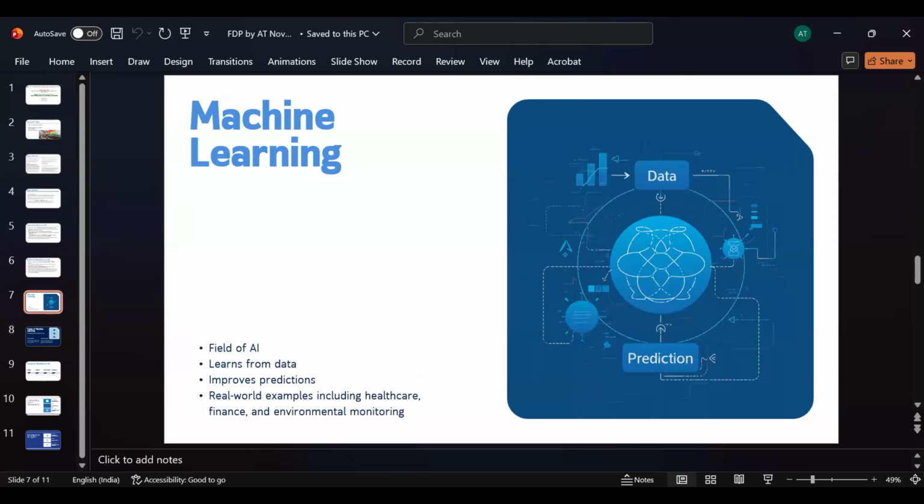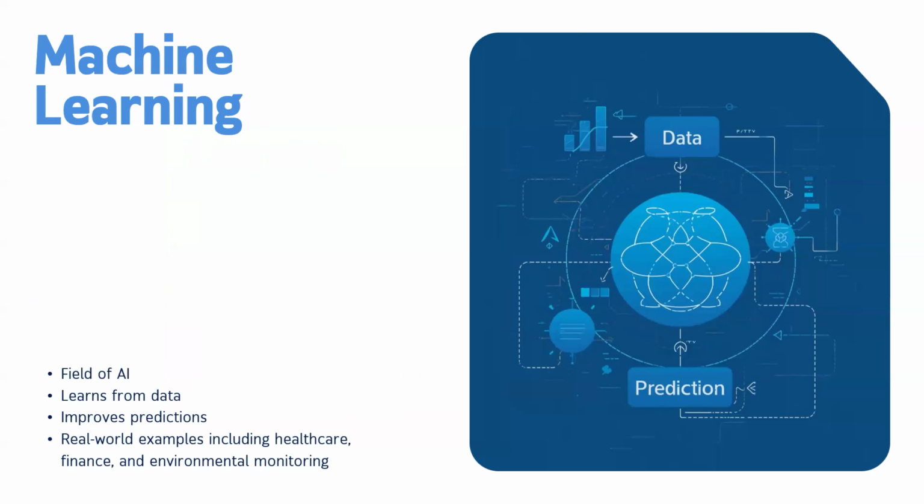Now let's talk about the machine learning model. What exactly is machine learning, first of all? Machine learning is a part of artificial intelligence which enables computers to learn patterns from data and make decisions or predictions without needing explicit programming logic. The key idea is that the model improves automatically when exposed to more data.